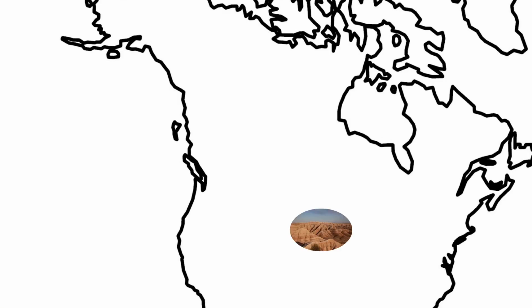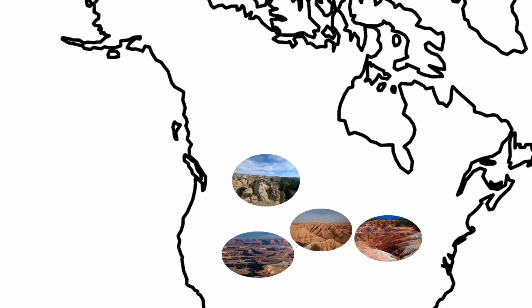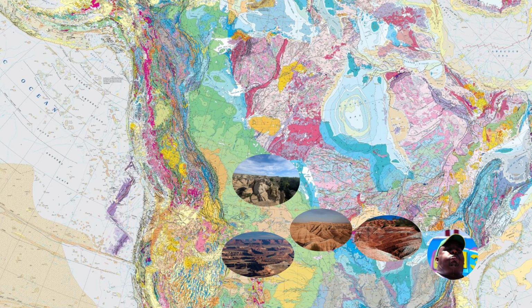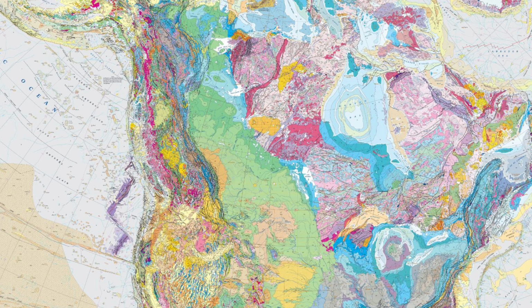Badlands are found throughout North America, but are most abundant in western Canada and the western United States. When you look at a map of the regional geology of these areas, you find that these badlands form in sedimentary bedrock, including sandstones, siltstones, and shales. These rocks are easy to erode, allowing for rapid downcutting over geologically short periods of time.